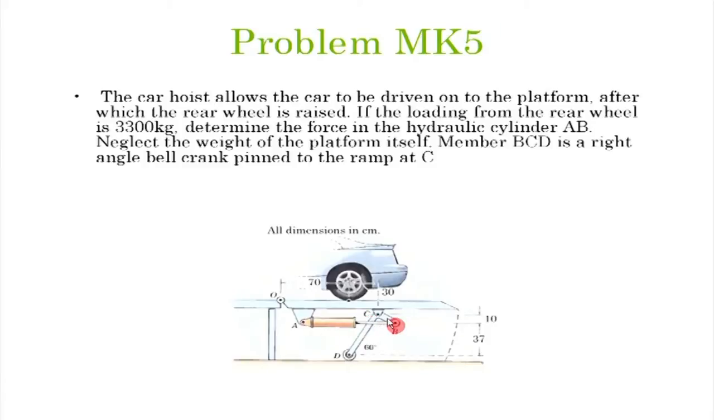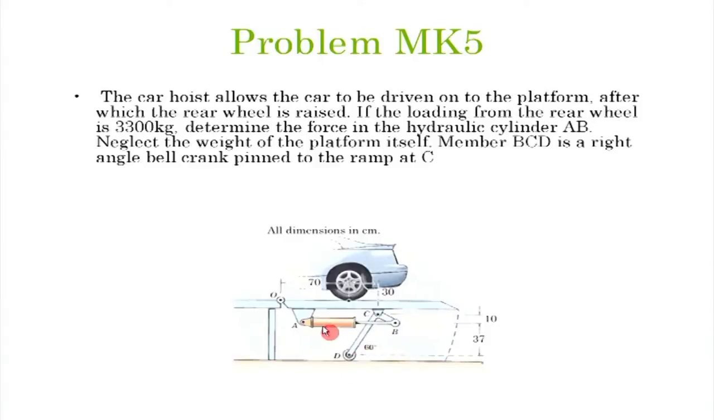Now, the second question we ask ourselves is that, what is this hydraulic cylinder doing? What will happen if this hydraulic cylinder is not present? Now, if the hydraulic cylinder is not present, then just look at this member DCB. What will happen? There is a force that is acting here. This force will tend to rotate this member DCB about point C. So, what hydraulic cylinder is doing is that it is providing you a counter force, which then can exert an opposite torque or opposite moment about point C and prevent the rotation of this member.